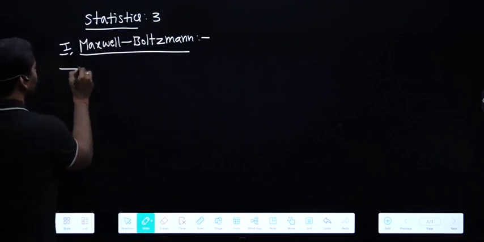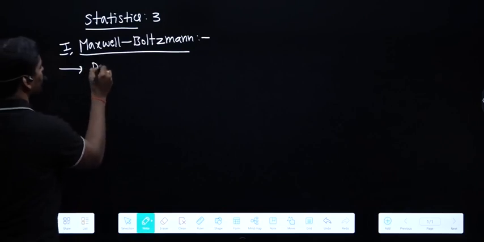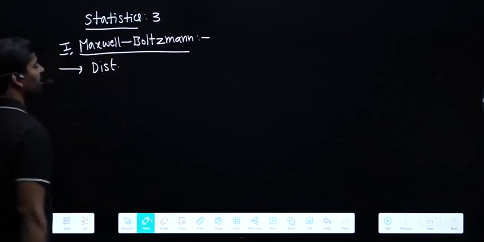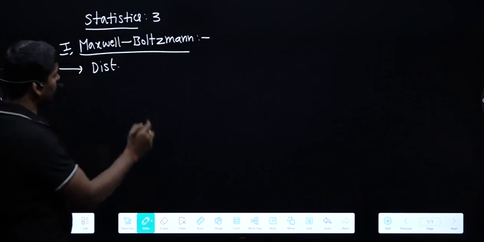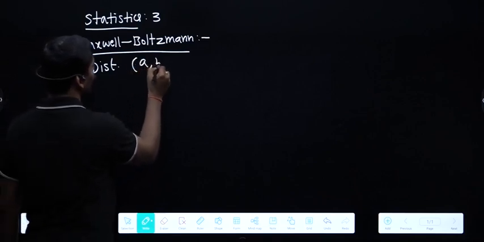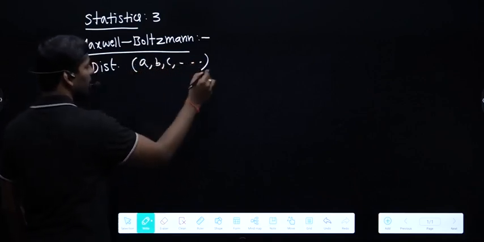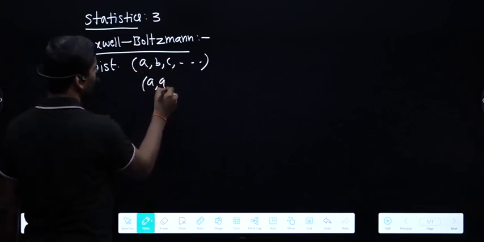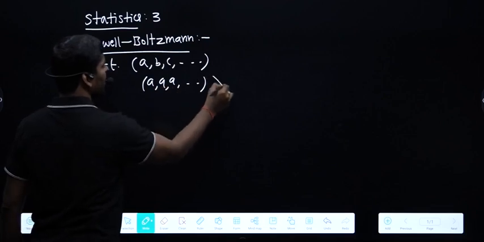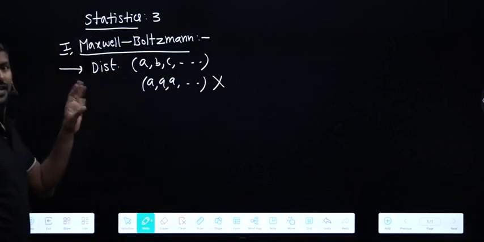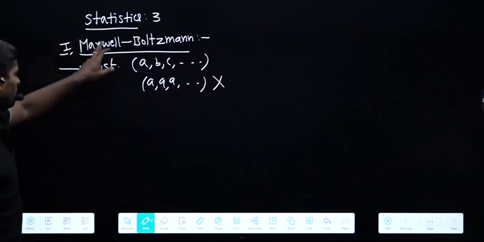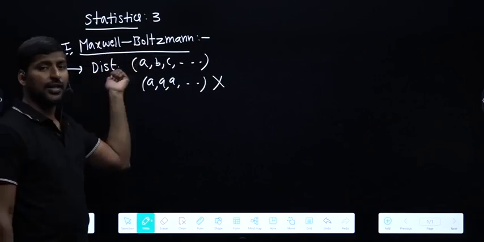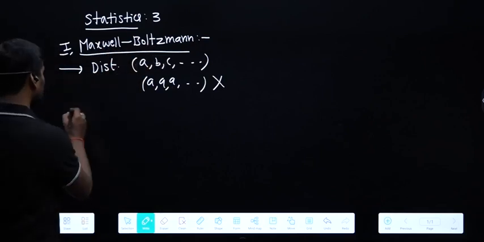So in this statistics, what are the assumptions? The particles are considered as distinguishable. For example, if you take particles A, B, C, and so on, are these distinguishable or not? Yes, these are distinguishable. If the particles were all identical, they would be said to be indistinguishable. So in this statistics, the particles are distinguishable.